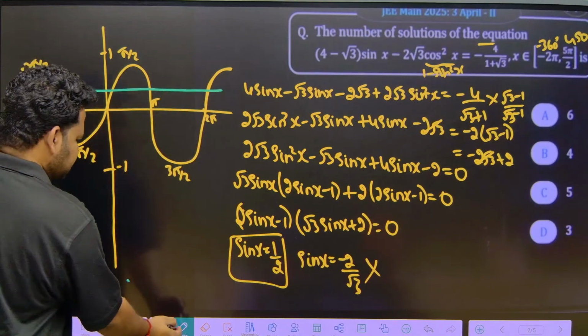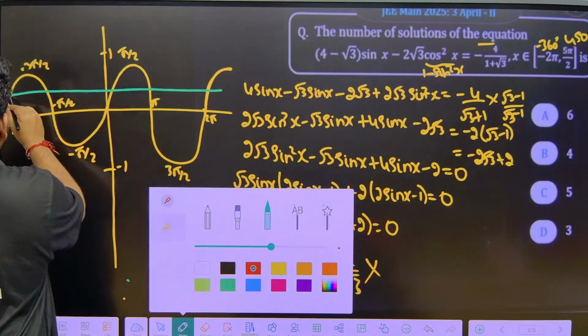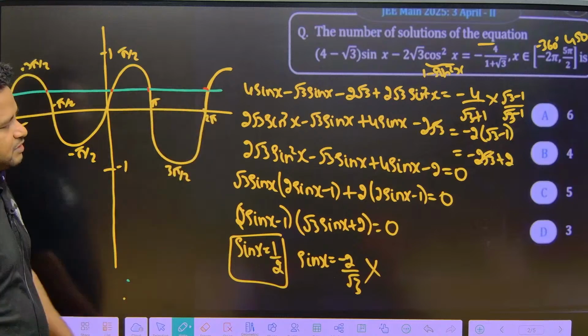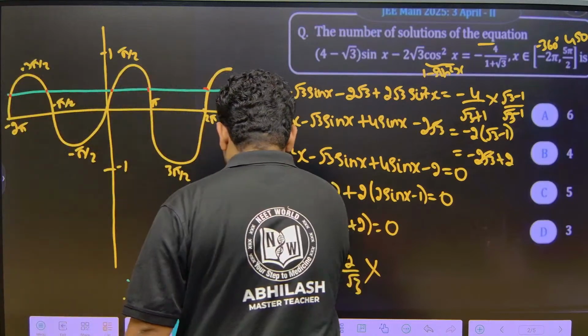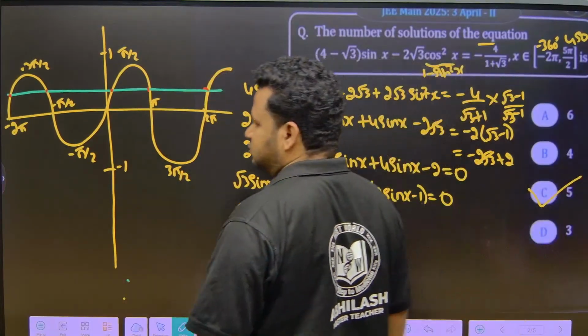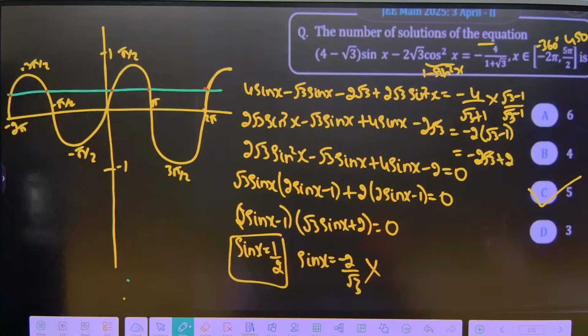Now let us have a look at the number of solutions that we got. We got 1, 2, 3, 4, 5. So the number of solutions that we got is option C, 5 solutions. So the number of solutions which we got is 5 solutions, friends. Clear? This is how we got to solve this question.